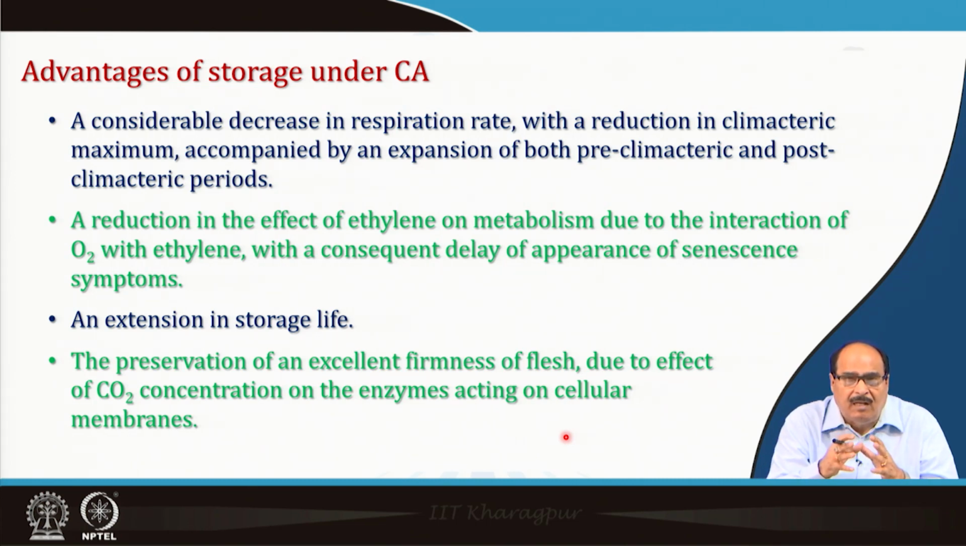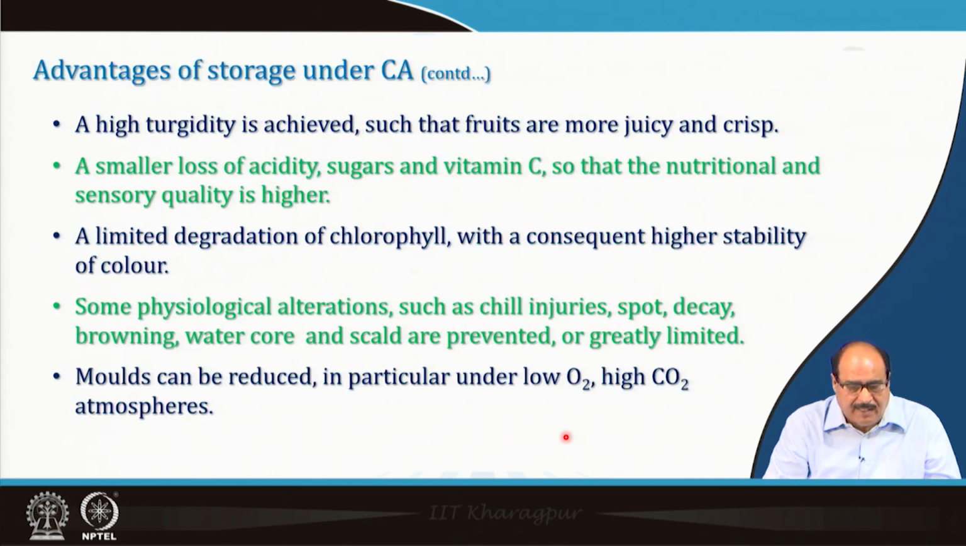The preservation of an excellent firmness of the flesh is due to the effect of CO2 concentration on the enzymes acting on the cellular membrane, so the firmness of the flesh is maintained. Also, a high turgidity is achieved such that the fruits are more juicy and crisp. A smaller loss of acidity, sugars and vitamin C is observed, so the nutritional and sensory quality of CA storage fruit is higher.